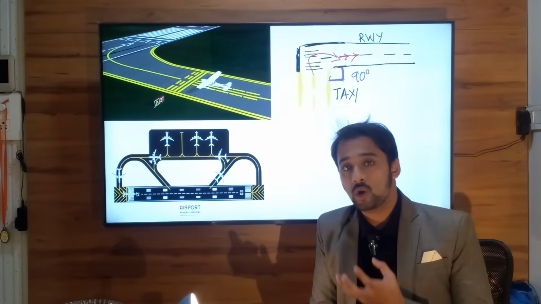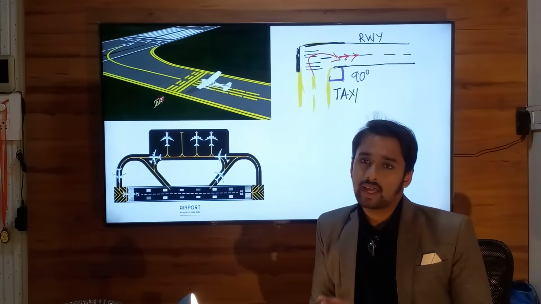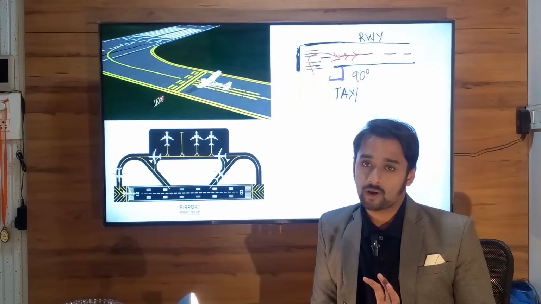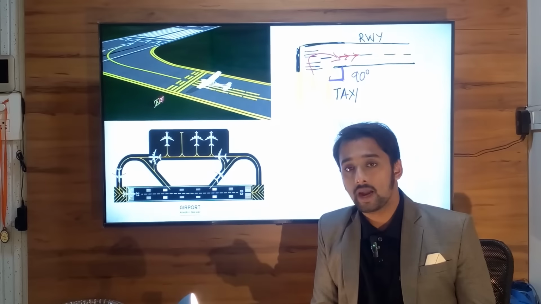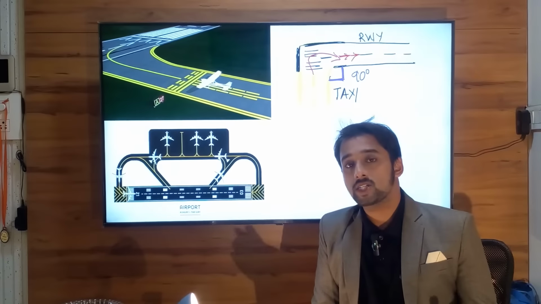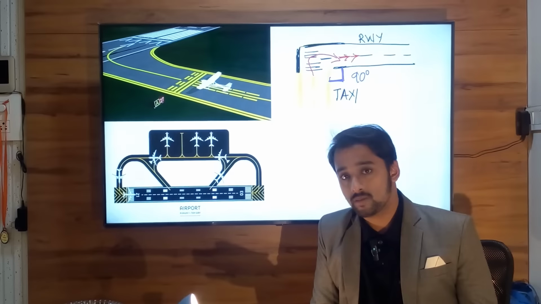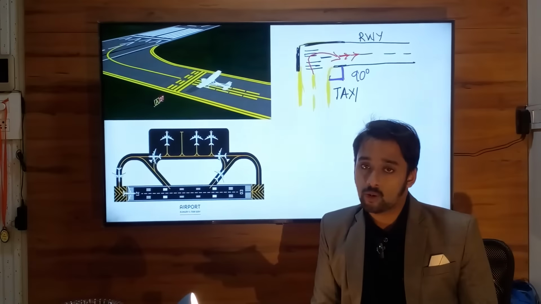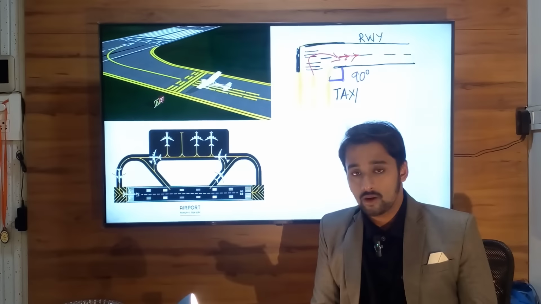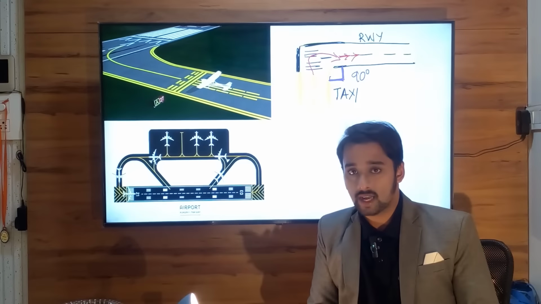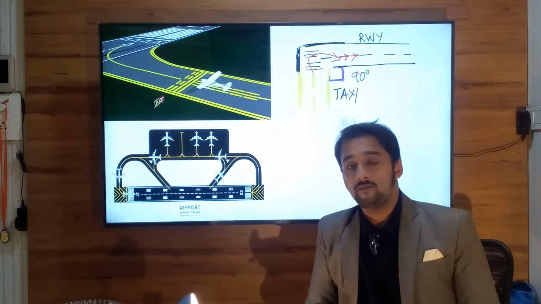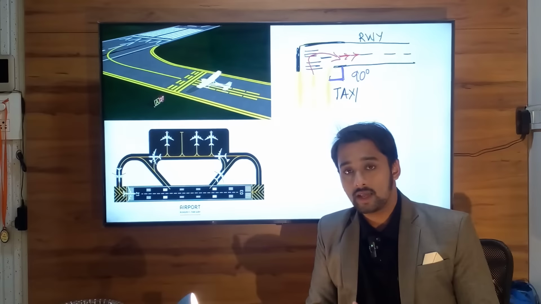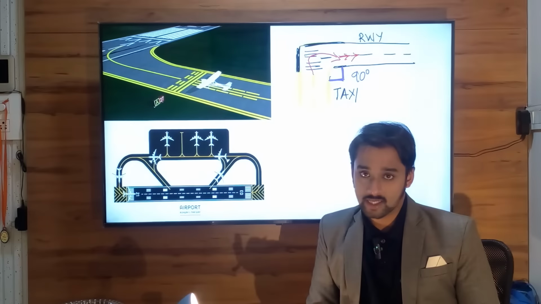That means you are occupying the runway for a large length of time. Due to that, the rate at which aeroplanes are taking off from that airport and landing at that airport will be affected. So in order to facilitate air traffic, in order to facilitate takeoff and landings, we have made a development in the construction of the runway and taxiway.